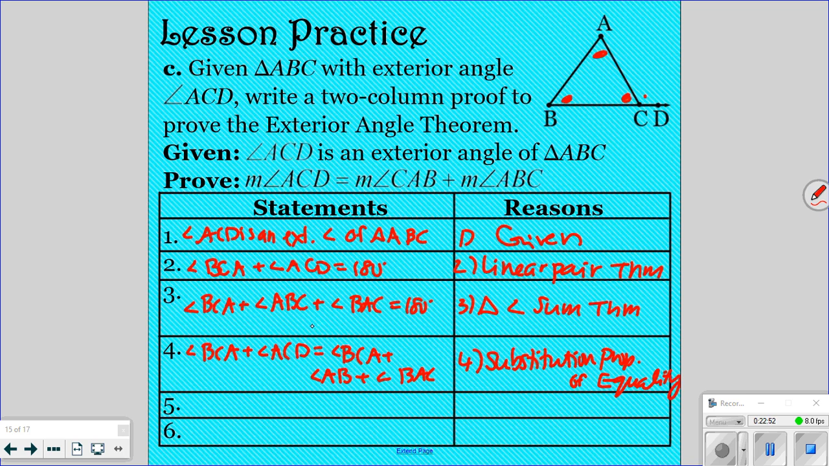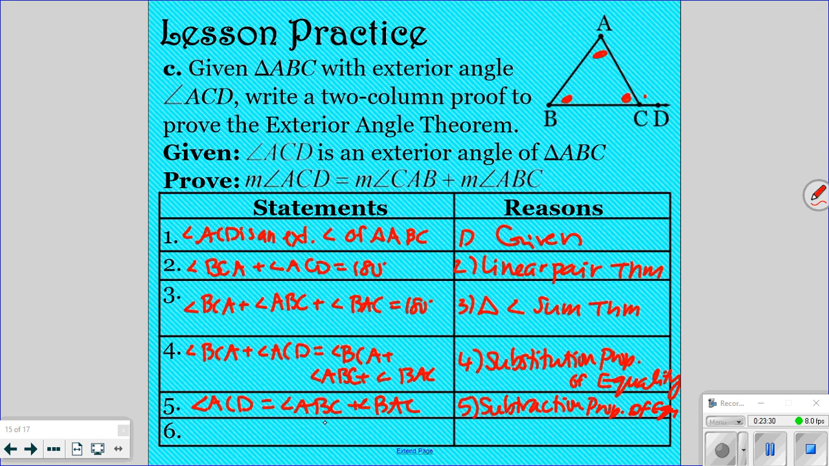From there, we can cross out the BCA on either side and simplify it. And so we get angle ACD equals angle ABC. I left off my C here. Plus angle BAC. And that's from the subtraction property of equality.